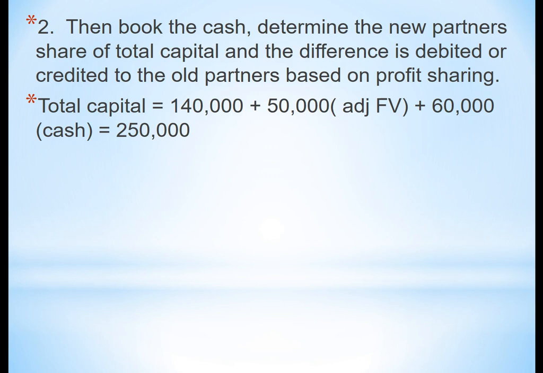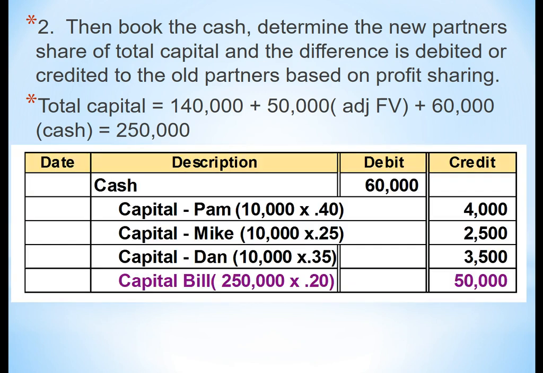Then we're going to book the cash and determine the new partner's share of total capital, and the difference is debited or credited to the old partners based on profit sharing. So our new capital balance now is $250,000. Bill ends up with $250,000 times 20%, which means that Pam, Mike, and Dan are going to get a bonus of $10,000 based on their profit sharing.